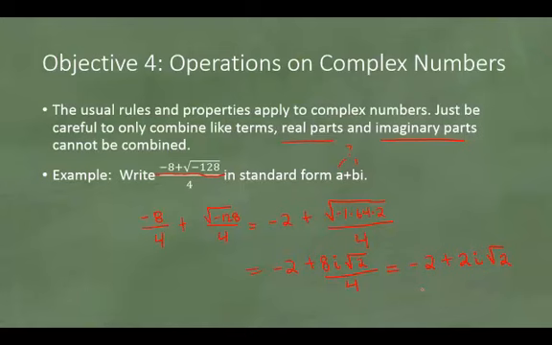And we have something of the form a plus bi. Here our b is 2 square roots of 2. Okay.